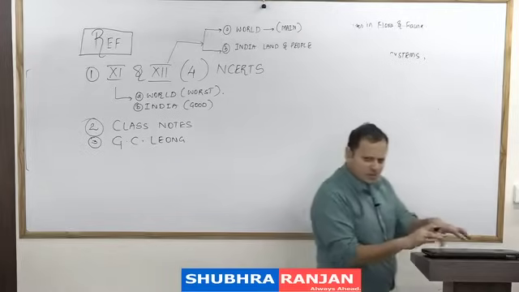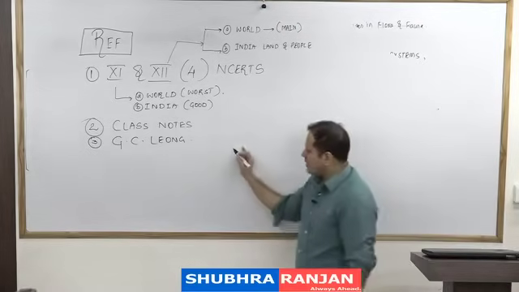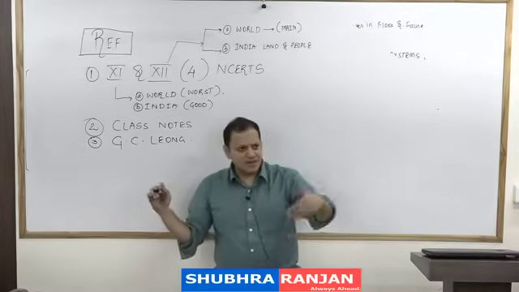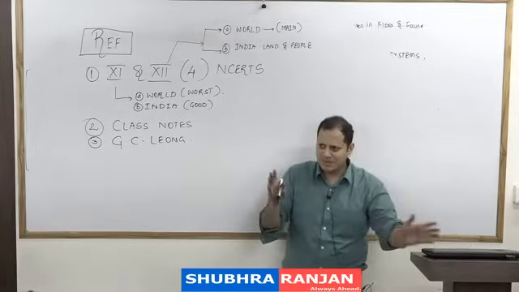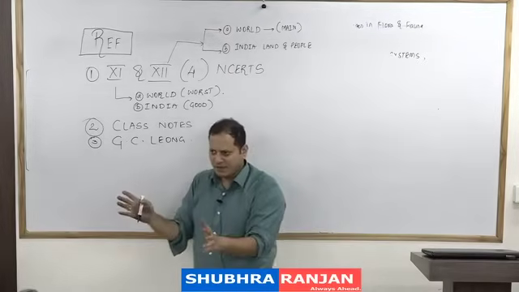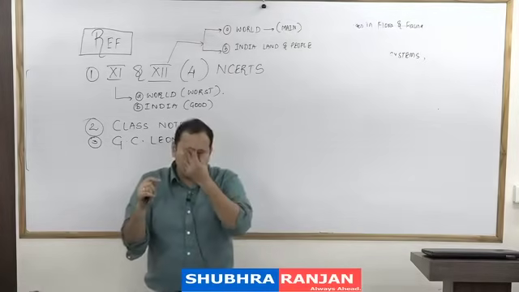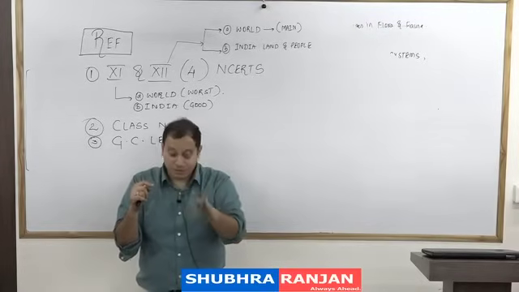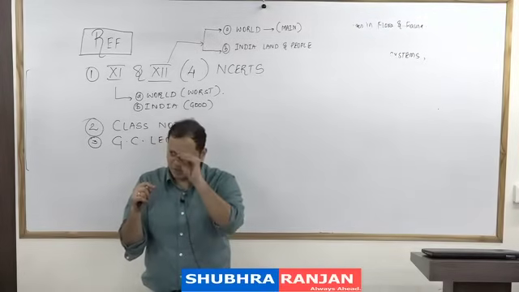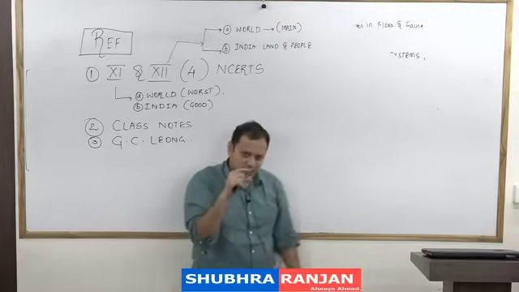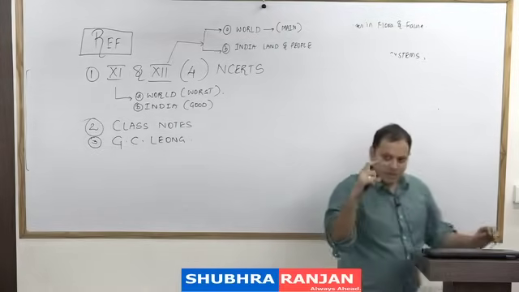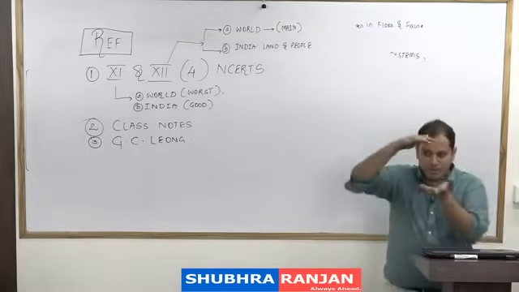GC Leong is also a good book, but rather than the first part, it is the last part which is important. Last part means chapters 15 to 25. GC Leong is a very very good book. In fact, you have to read a very small book of GC Leong. For Optional students, we give some Xerox pages of a bigger book of GC Leong.